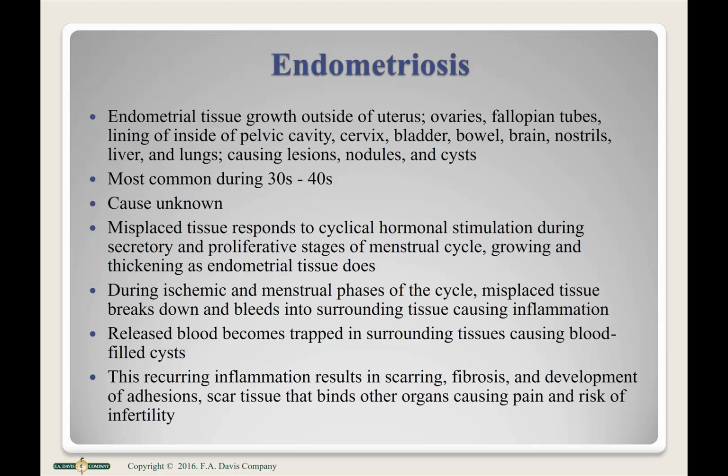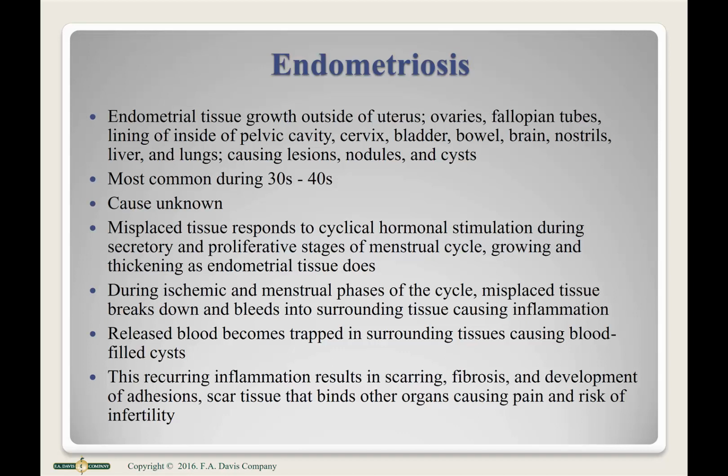Okay. Yes, that's it. Okay, endometriosis. So that is the abnormal growth of uterine tissue outside of the uterus. So it could be on the fallopian tubes, it could be on the ovaries, it could be outside of the uterine pelvic cavity, it could be on the bladder, it could be on the bowel. They can migrate to the brain, to the nostrils, to the lungs. It could go anywhere in the body.